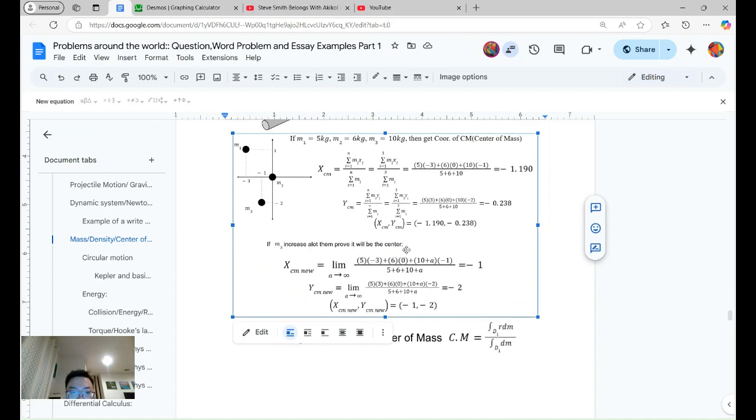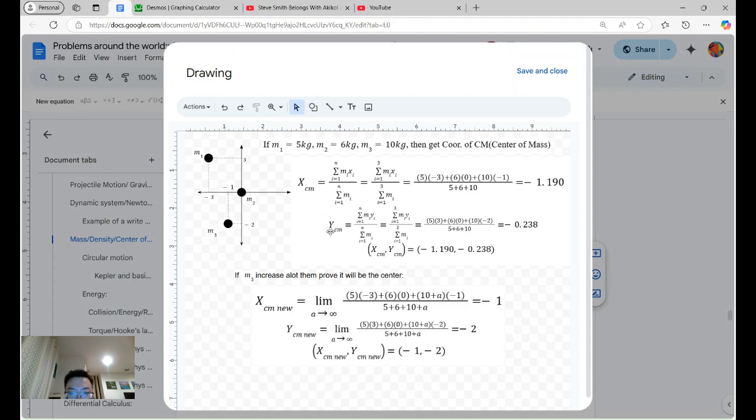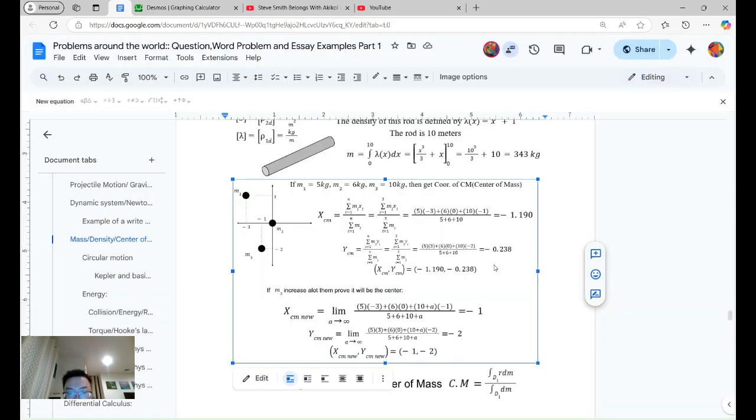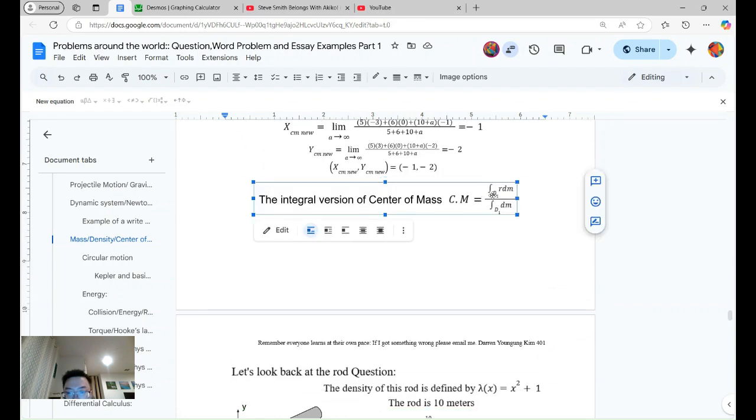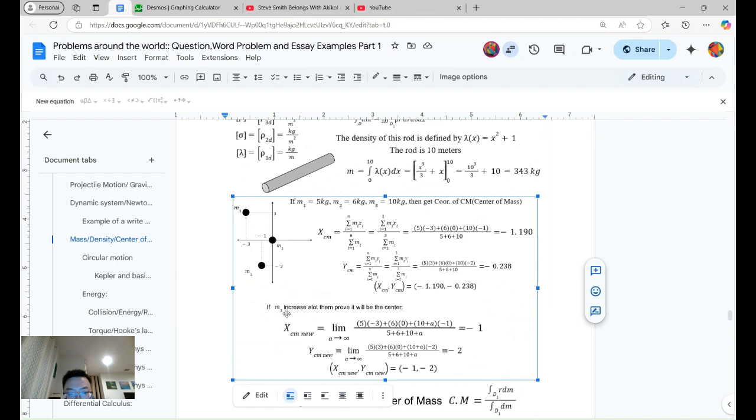If I was to write a cheat sheet, I'll write only this part over here, and not even the y part, just the x part is necessary. The y part is not necessary. And then I'll put the integral version of them too. Anyways, when you increase m3, it's kind of obvious what will happen. It just goes to -1 and 2 if this is increased, increased, increased. Kind of obvious what would happen.